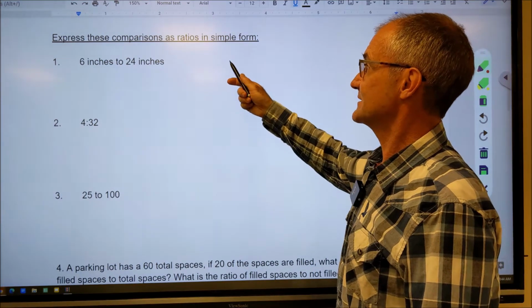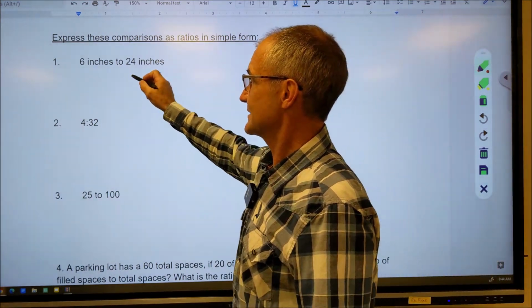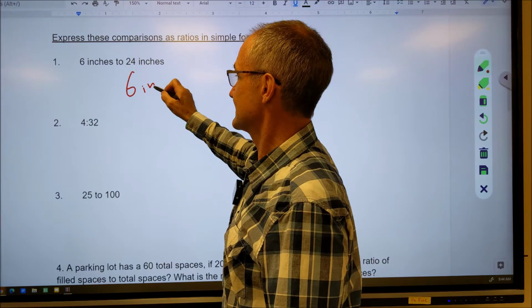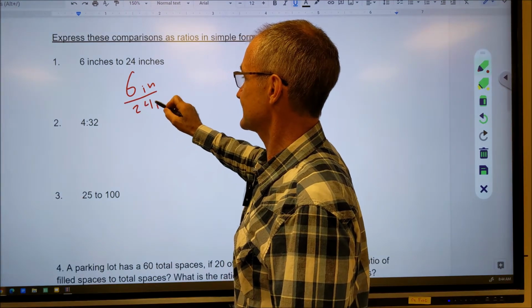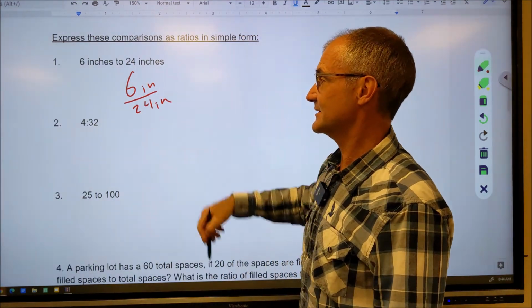Express the comparison in simplest form. So I'm going to write that sentence, 6 inches to 24 inches, as a fraction. My inches are the same. They're going to cancel.